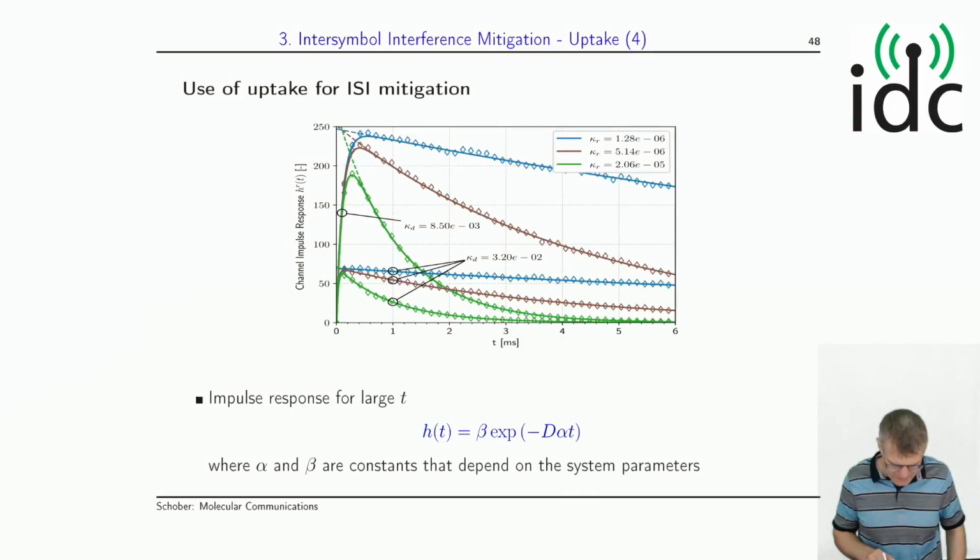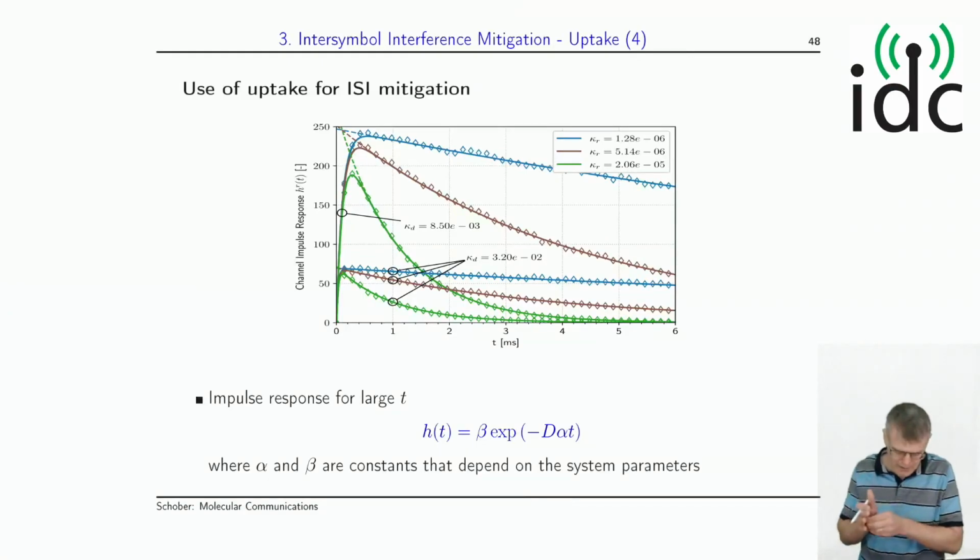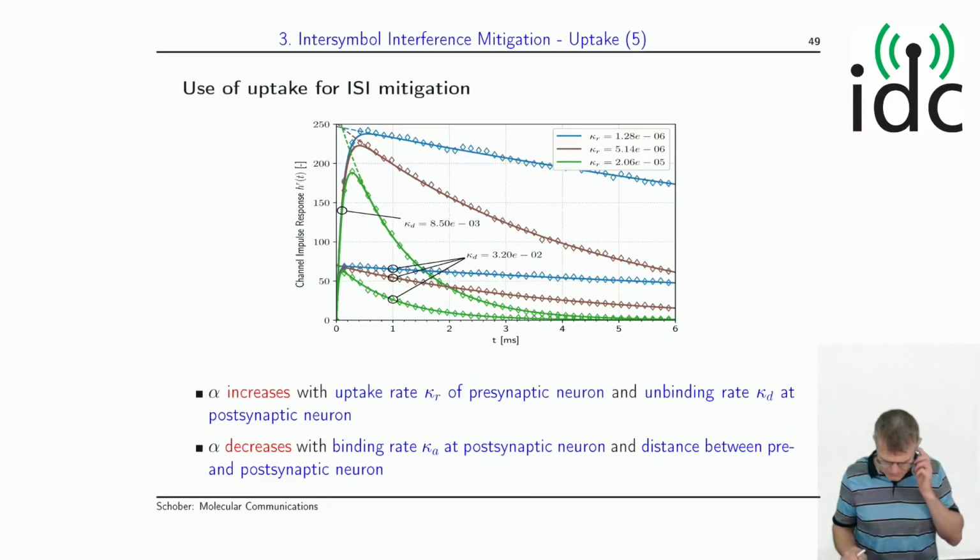For the second set of curves here, you see a similar behavior. Here, Kd, the desorption rate, is larger, which means that particles that are bound to a receptor at the postsynaptic neuron are released faster again, right? And since they are released faster, at any point in time, on average, fewer particles are bound to the postsynaptic neuron, and therefore, in general, the impulse response is smaller. So this is what we can observe from there.